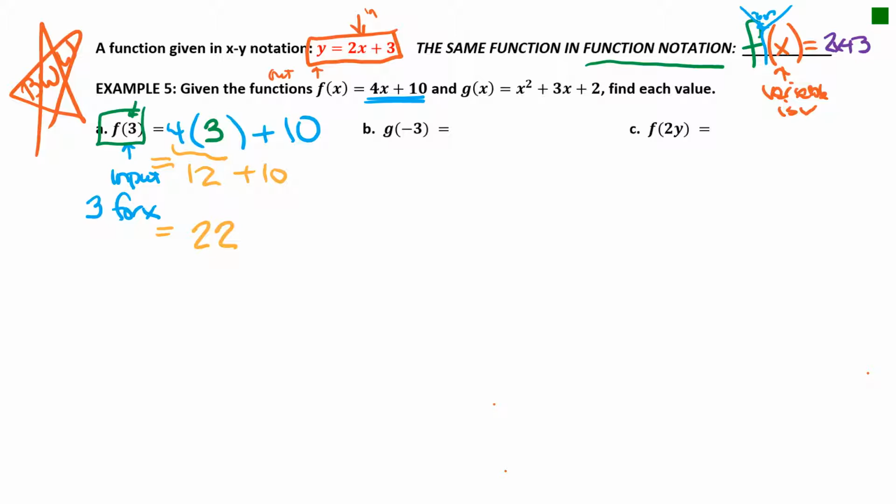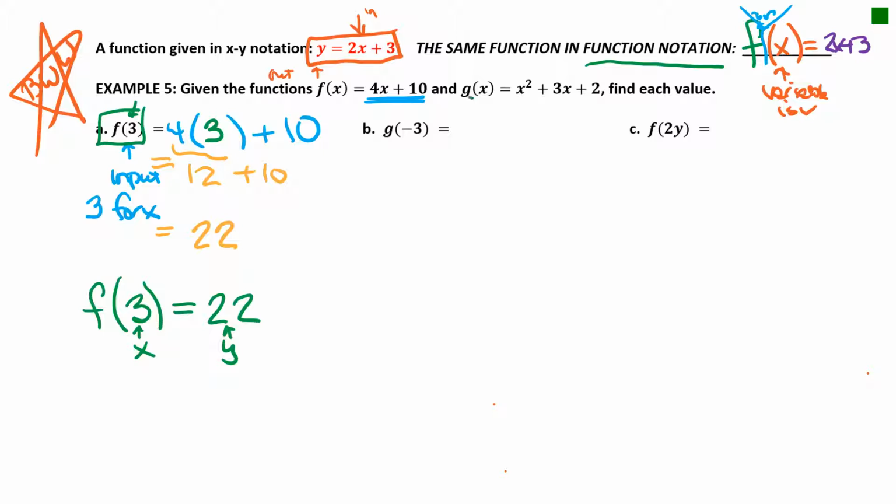So what this says is the function f, when I input 3 for the variable, gives me an output of 22. In other words, if x is 3, y is 22.